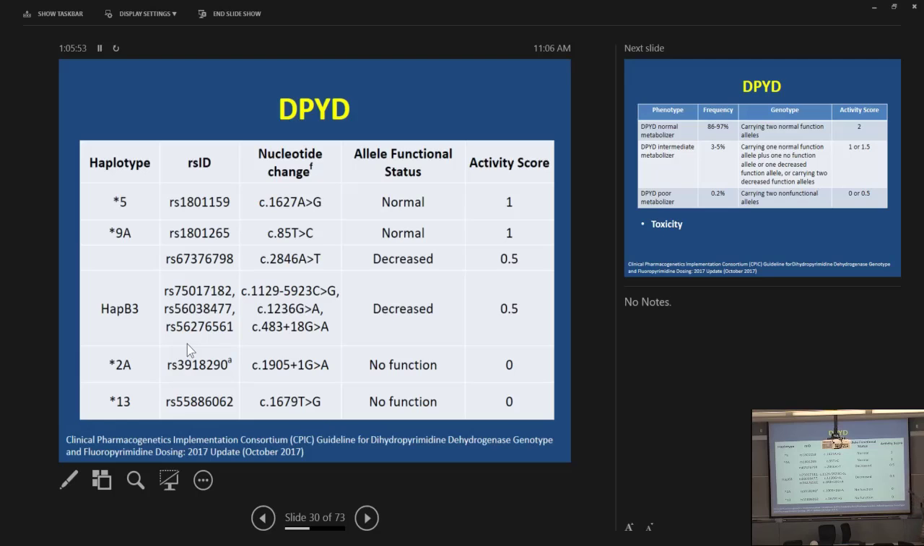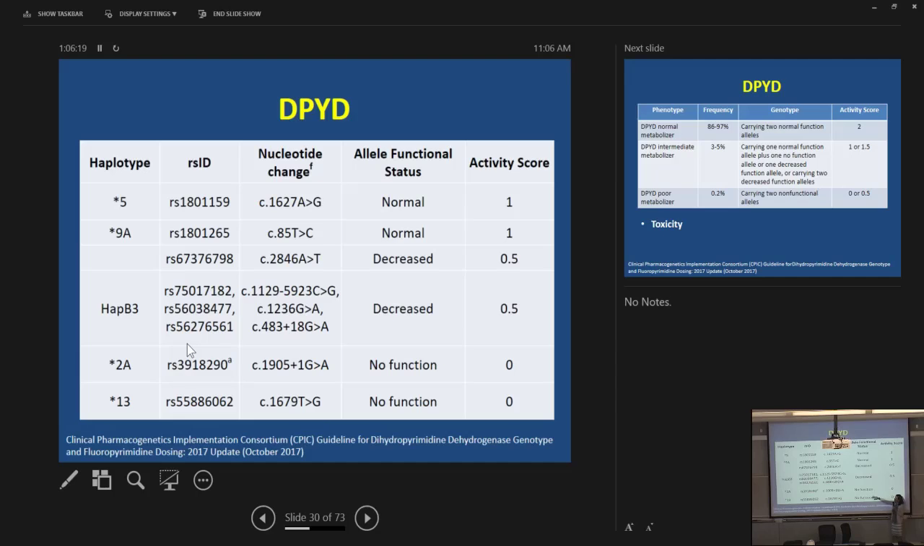You can see our two normal function haplotypes, our star 5 and our star 9A, are going to get an activity score of 1. Our decreased function haplotypes, so hap B, and then this one that doesn't have a haplotype because, like I said, some of the variants don't match haplotypes, are going to get an activity score of 0.5.